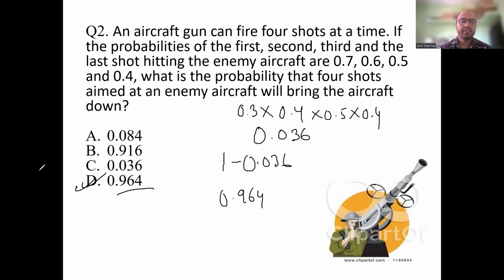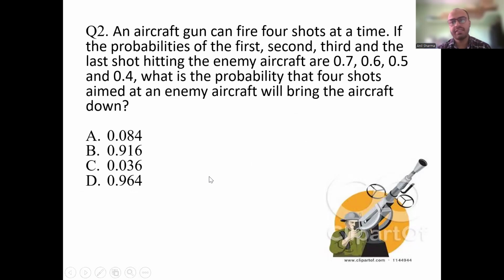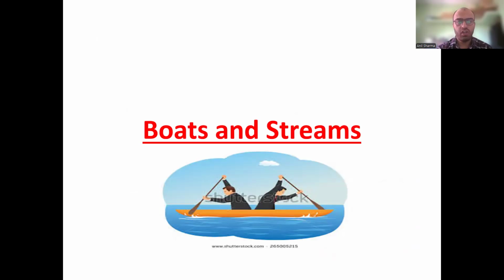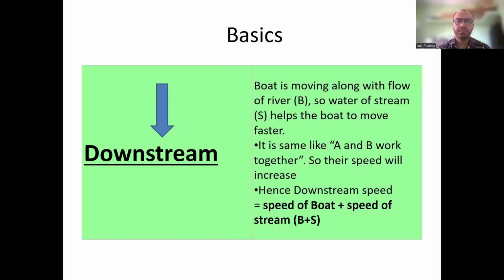Right? So next, guys, after this is boat and stream. Because of less time, we will discuss only a question on boat and stream. The basics we can discuss in some other video. As of now, what you need to understand is downstream. Downstream means when the river and the boat are flowing in the same direction, that is called downstream.